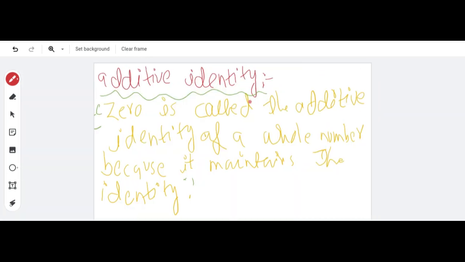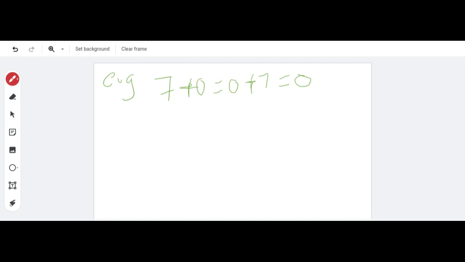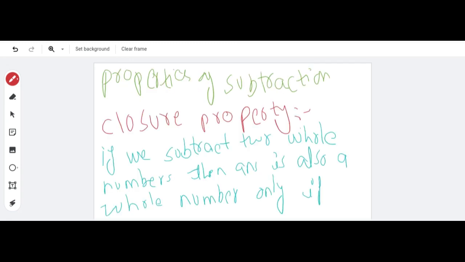And additive identity. 0 is called the additive identity. Why? Because it maintains the identity. If we add 0 to any number, we will get the same answer. Like 7 here. If we add 0 to any number, the answer will be the number itself. Okay? Now the properties of subtraction.